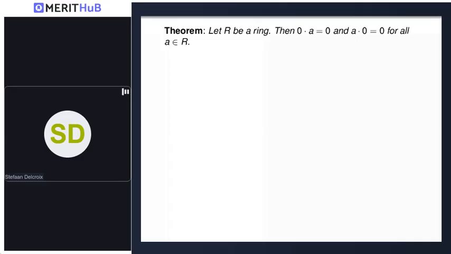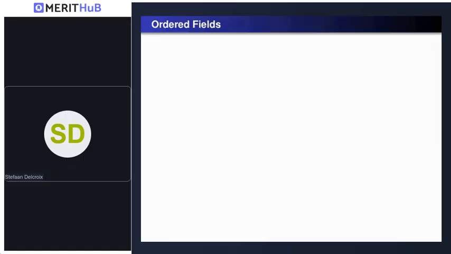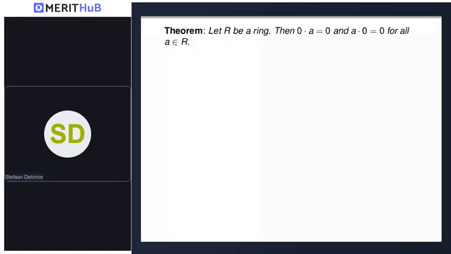So suppose that R is a ring. Then when you multiply by 0, you always get 0. Now that's the 0 in your ring. If you multiply any element in your ring by 0, you get 0. Now that sounds so obvious to us now because we grew up with that property. But once we think about it in terms of abstract algebra, this is not obvious at all.